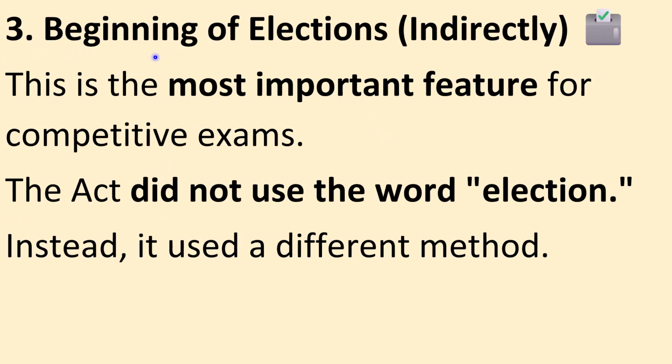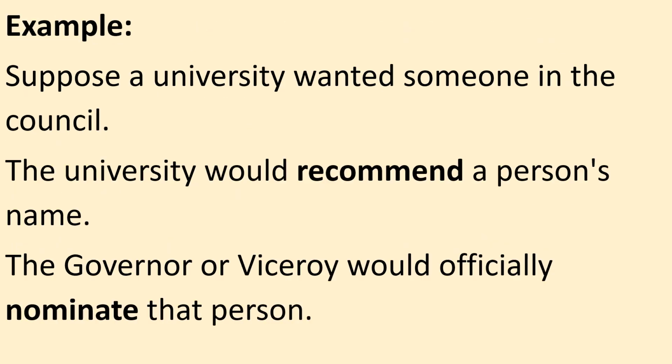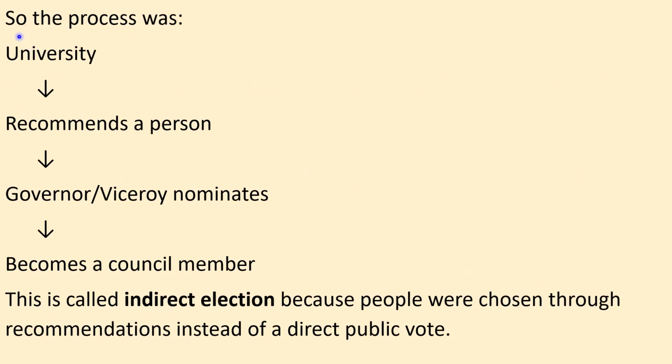Number 3. Beginning of elections. This is the most important feature for competitive exams. The Act did not use the word election. Instead, it used a different method. Example: suppose a university wanted someone in the council. The university would recommend a person's name. The governor or viceroy would officially nominate that person. So the process was: university recommends a person, governor or viceroy nominates, and the person becomes a council member.